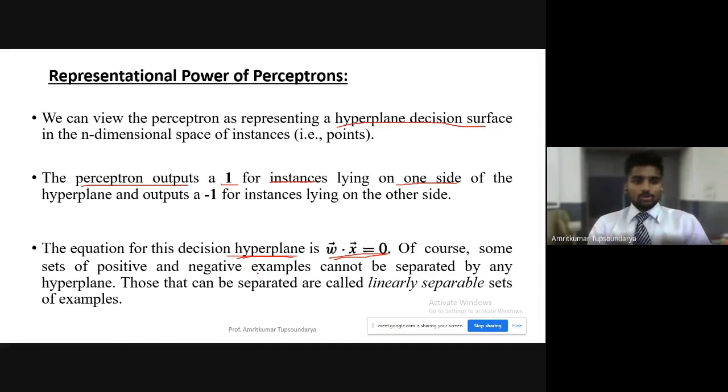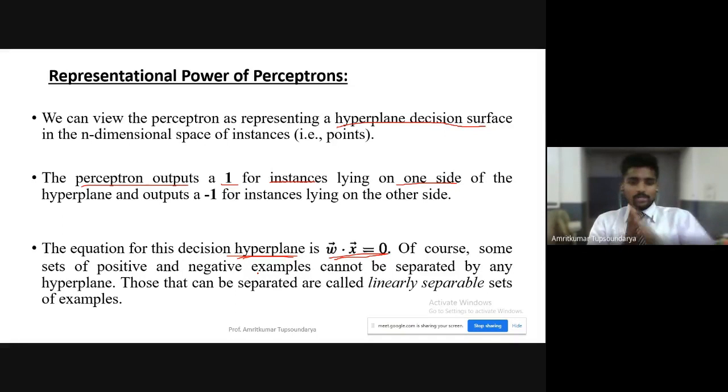Now, consider some sets of positive and negative examples. What are these positive and negative? You can relate it to the previous example, that is pixels. There were a few white dots representing positive values, and negative values represented by black dots. Some sets of these positive as well as negative examples cannot be separated. It depends. There can be a representation in which simple segregation is not possible, in a few cases.